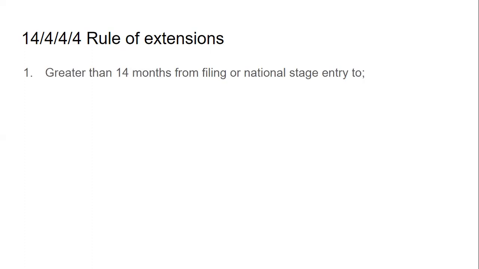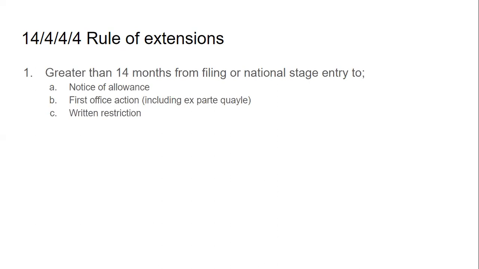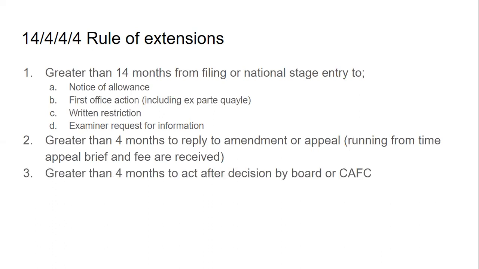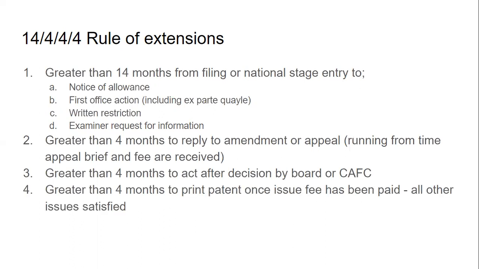Now there's a rule for extensions that is helpful to have fuzzy in the back of your mind: the 14444 rule of extensions. That is if it's greater than 14 months from filing or national stage entry, from that point to the notice of allowance, first office action, written restriction, or examiner request for information. Whatever time is greater than 4 months to reply to an amendment or appeal, running from the time the brief and fee are received. Whatever time is greater than 4 months to act after a decision by the board or the CAFC. And then whatever time is greater than 4 months to print the patent once an issue fee has been paid and all other issues satisfied.